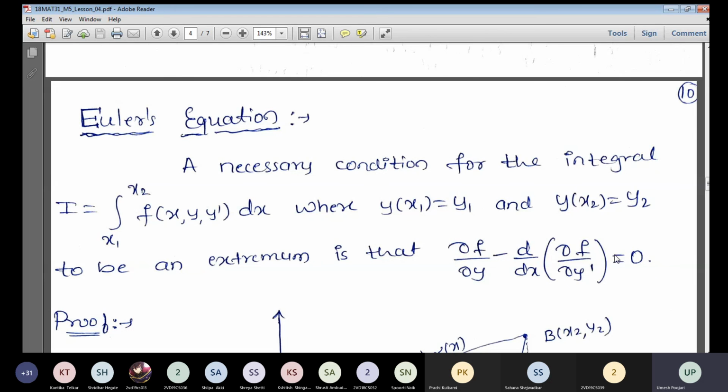The next concept is that we have some other forms of Euler's equation, which means we can express the same Euler's equation in different ways. Here f is a function of x, y, y dash. So we can express this equation in terms of x separately, y separately and y dash separately. That is called the different forms of Euler's equation. We shall study those concepts and related problems in our next class.